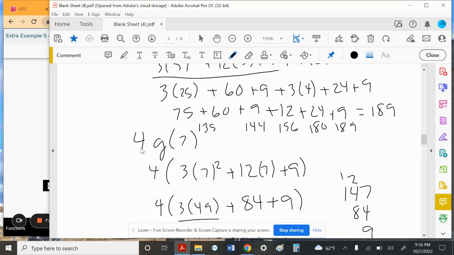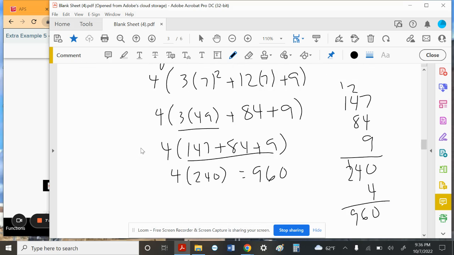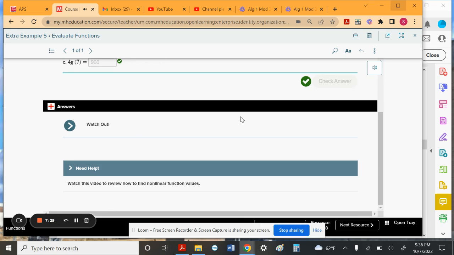I got some big numbers here. So let's see. I got 105, 189, and 960. I really hope they're right. Okay, and those are them. Just going through the math, you can see how we did that. Make sure you go back through that a little slowly so you can see exactly what I did.